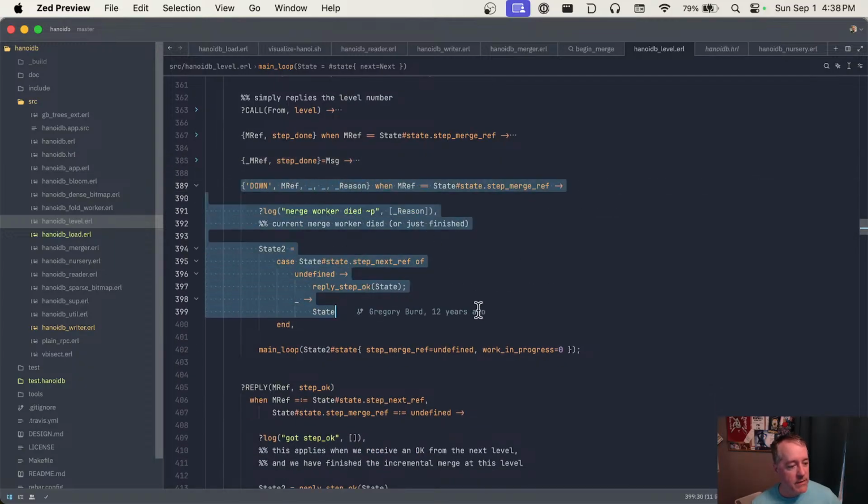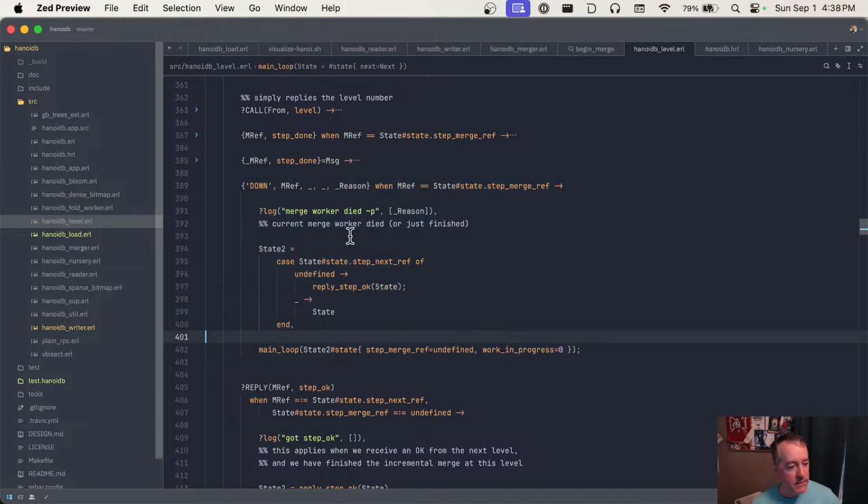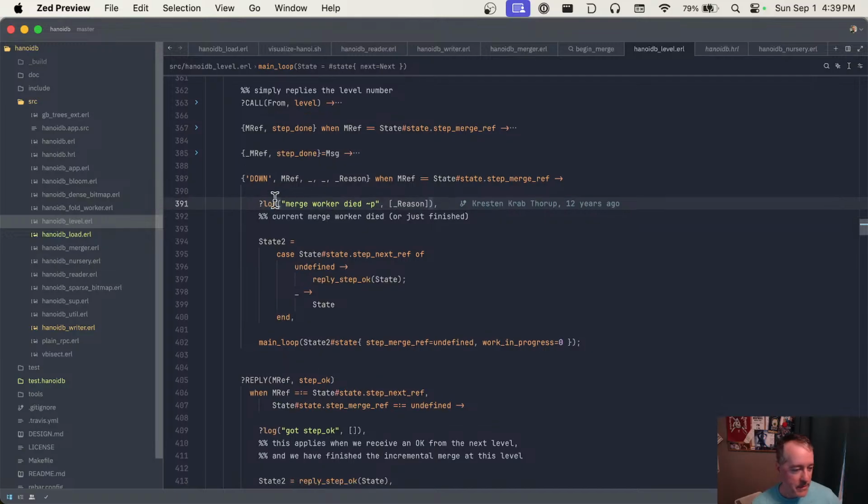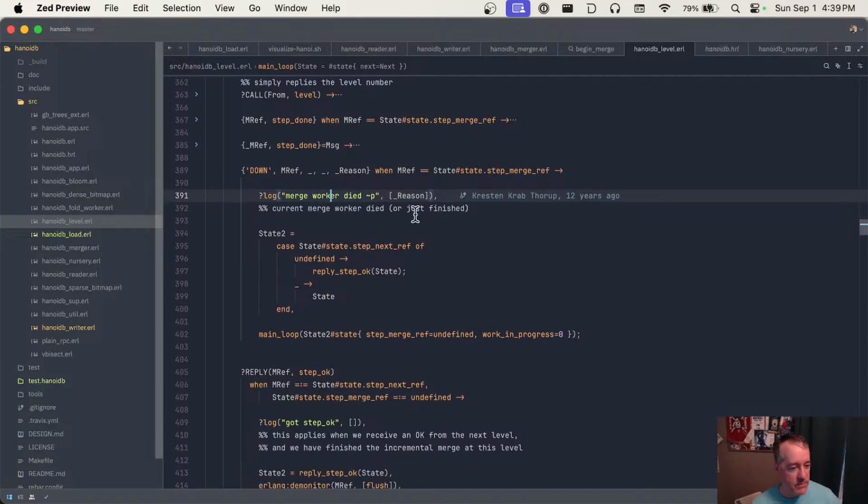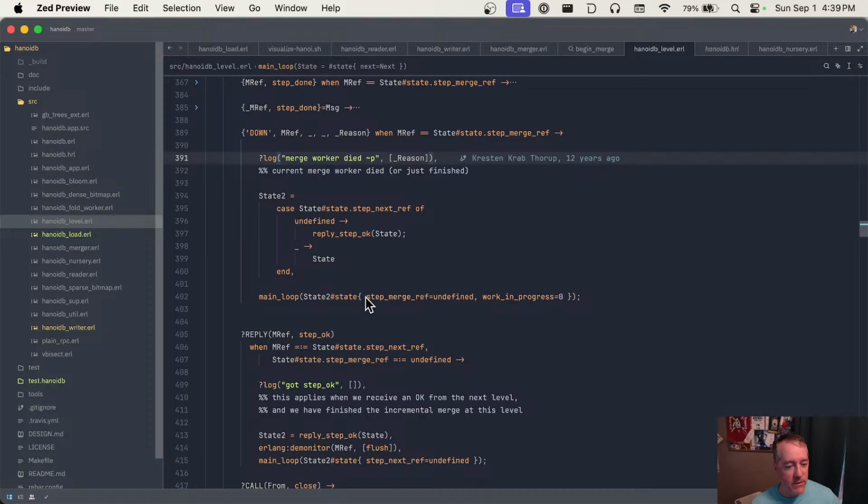Okay, and here the merge worker died. Or it just finished. So there was maybe a race. I think, though, if it died normal, we should have hit this one. Yeah, if it exited normal, we should have hit this one. Maybe there was something else. Maybe, who knows. Okay, and then it's like, hey, we no longer have a merge process, and there's no work in progress.